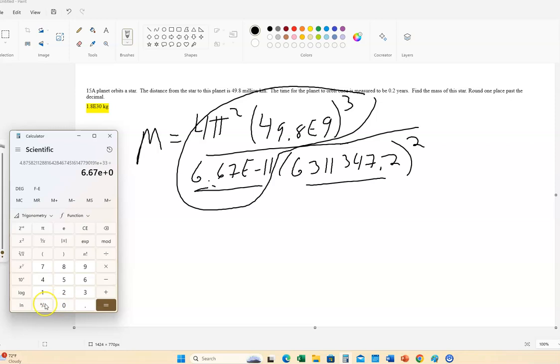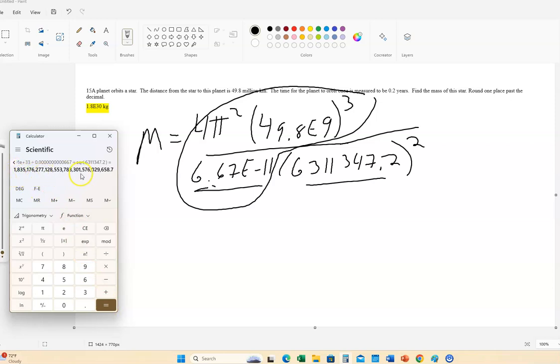Exp minus 11th, all right? And then once we get that, we divide that answer. So if I hit divided by again, now we're going to divide by the period squared. Remember, the period was in memory in seconds, so dividing by that, but I've got to square it. All right, and so this will give us the answer.